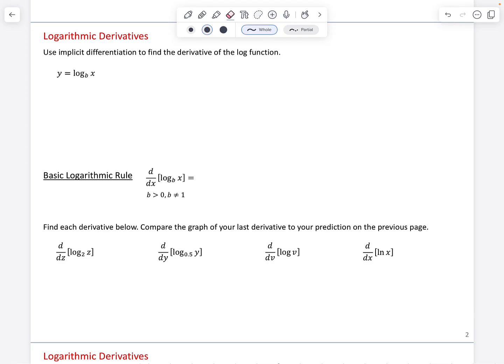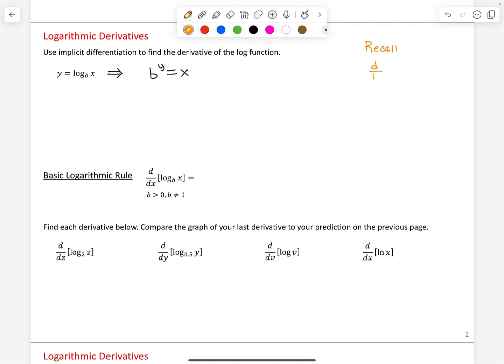Use implicit differentiation to find the derivative of the log function. And here we're given just a general log statement, y equals log base b of x. Our goal here is to find y prime. What I'm going to do first is rewrite this in exponential form. The base b raised to the y should produce this x. And here's our exponential form.